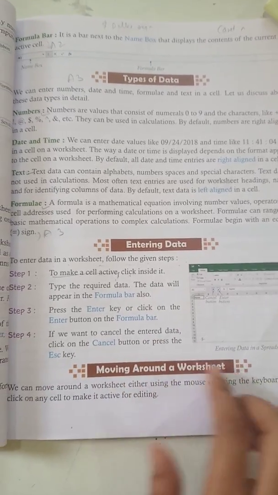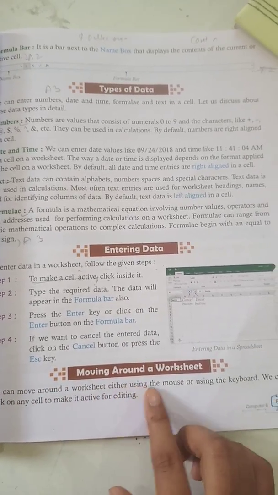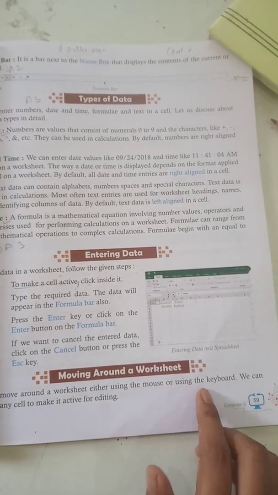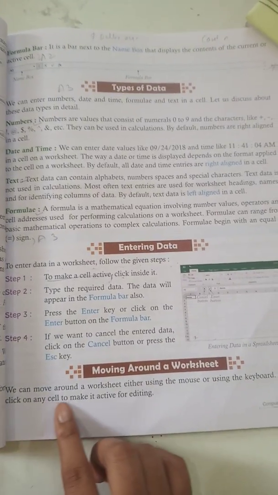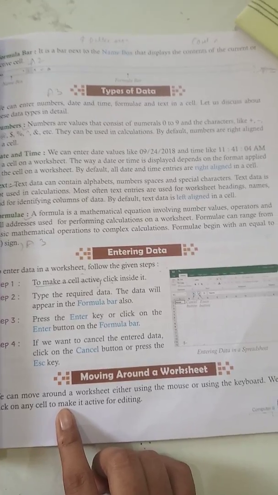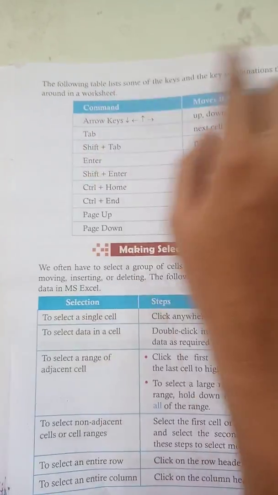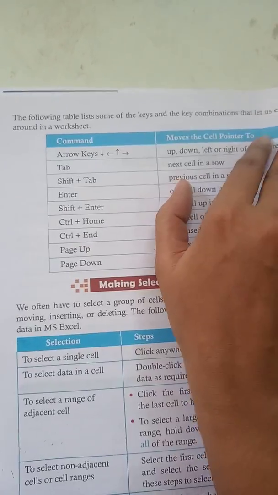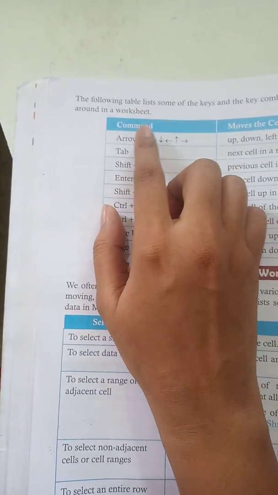Moving around a worksheet. We can move around a worksheet either using the mouse or using the keyboard. We can click on any cell to make it active for editing. The following table lists some of the keys and the key combinations that let us easily move around in a worksheet.